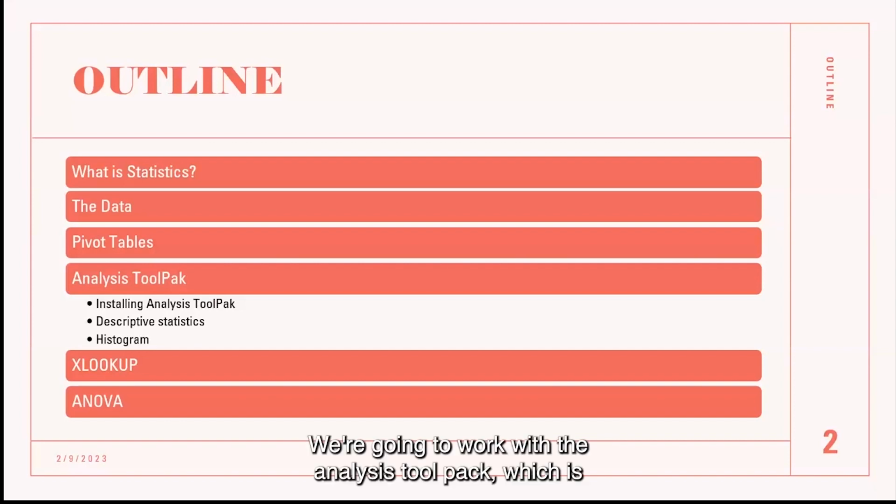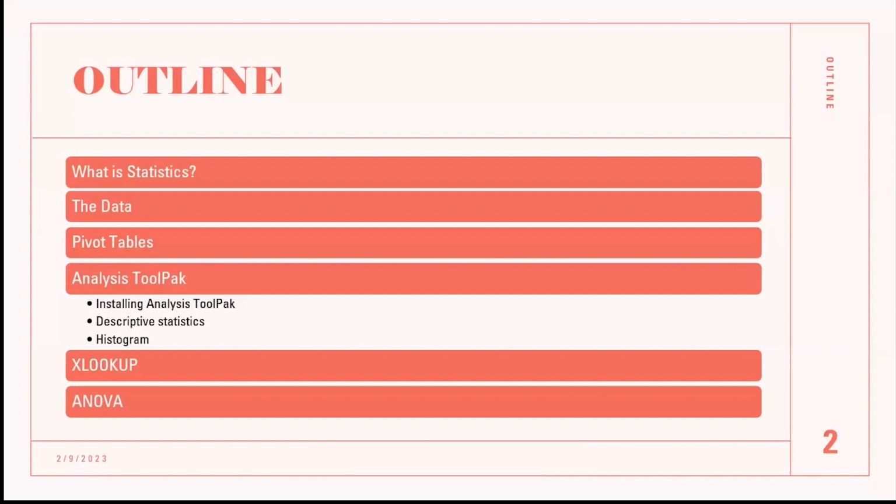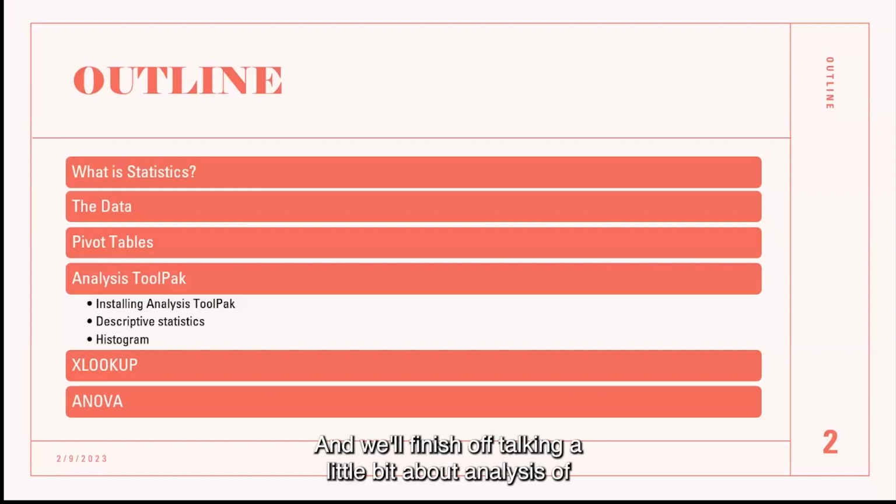We're going to work with the analysis tool pack, which is provided in your version of Excel that you have here through the university. It has a lot of different functions that help you work with statistics on Excel. We're going to work with Excel's new lookup function, which is replacing a couple of older lookup functions that they had. It's basically taking the place of two different functions. And we'll finish off talking a little bit about analysis of variance, a statistical technique that is very useful for a lot of different applications.